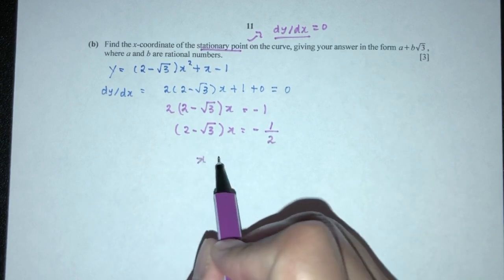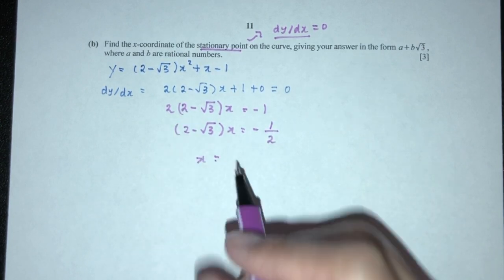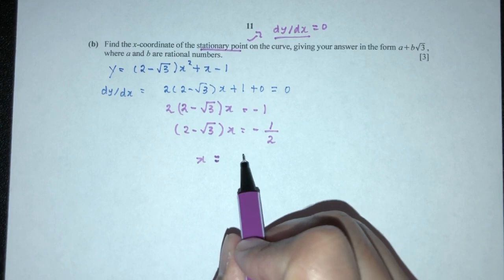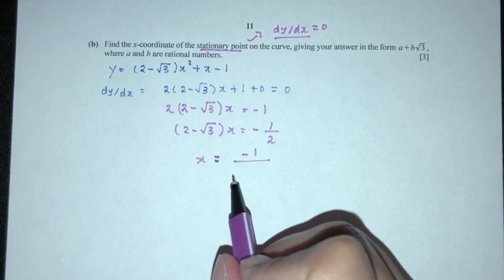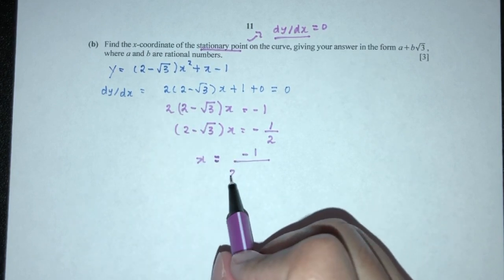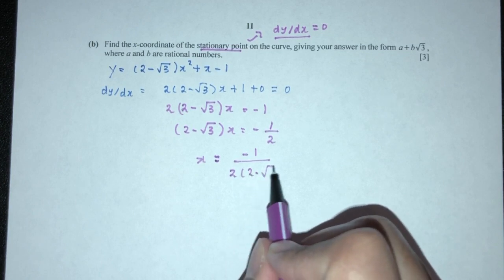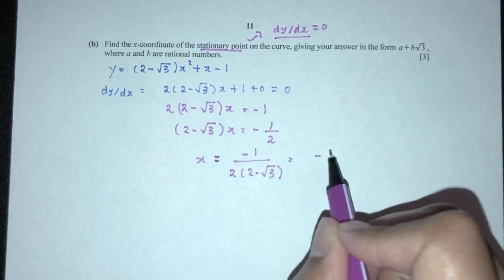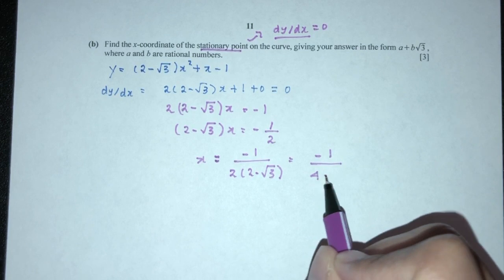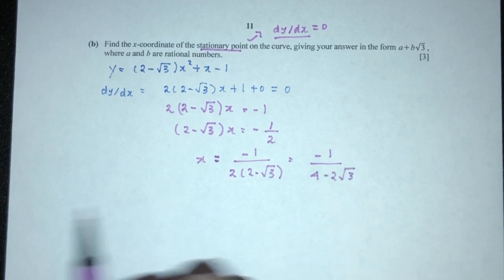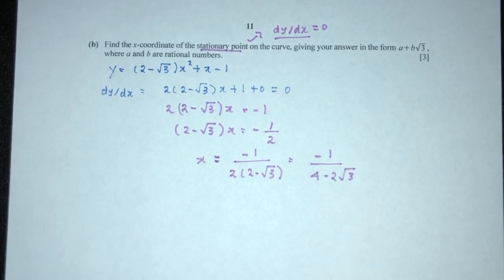And finally x, we could have just sent the whole thing right away, so I don't know why I did that. That will be minus 1 over the value of, here we have 2 minus root 3, which is 1 over 4 minus 2 root 3. So we just have to simplify this in the form of this.